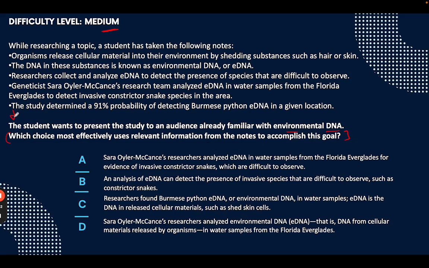The student wants to present the study to a certain type of audience. Now, what is this audience type? They already know what environmental DNA is. What is the question stem trying to tell us? The question stem is trying to tell us that whichever option I pick should not explain what environmental DNA is, because the audience already knows about it. So the correct option should not give us an explanation of what environmental DNA is.